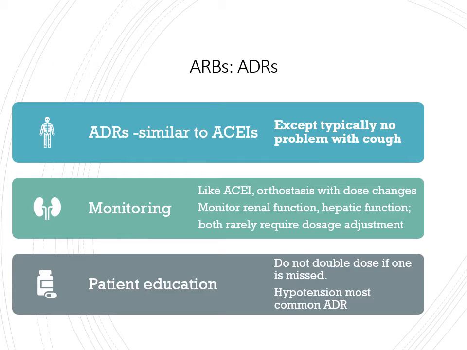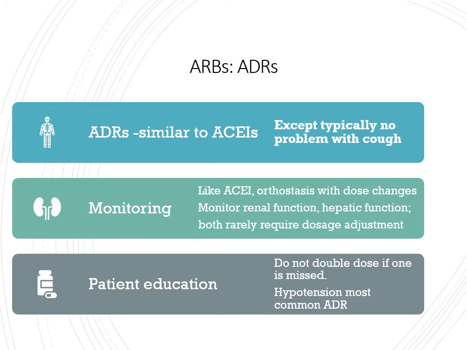Reactions to ARBs are similar to ACE inhibitors, except they, as I mentioned, typically do not cause a problem with the cough since they lack that bradykinin effect. And as with the ACEs, we do need to watch for orthostasis and monitor renal function and hepatic function, which is usually done on patients that require these drugs on at least an annual basis. And we need to let people know that hypotension is the most common side effect, and they need to be careful of that.